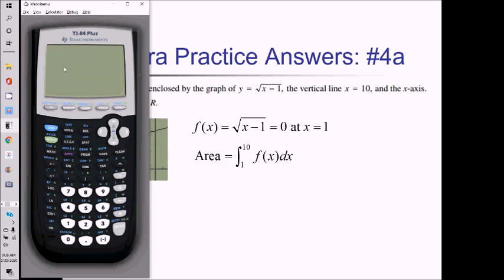So on the calculator, let me just do math 9 for integral. We're going from 1 to 10. And I'm just doing f of x, so let me just do alpha trace y1, because that's where I stored this function I'm calling f of x. Let's do a dx here. Enter. And that is going to come out to, well, probably is exactly 18. This is just the calculator's kind of brute force approach to integrating. So let's just call this 18.